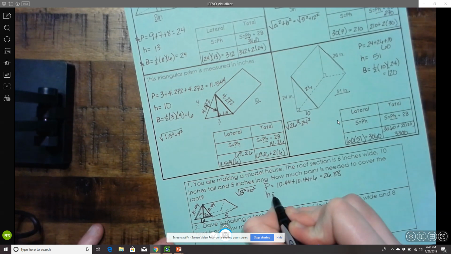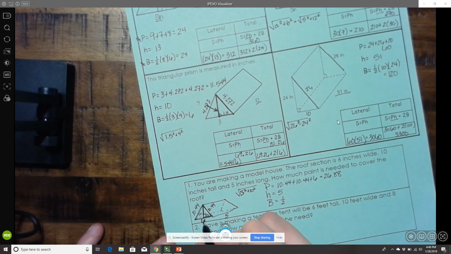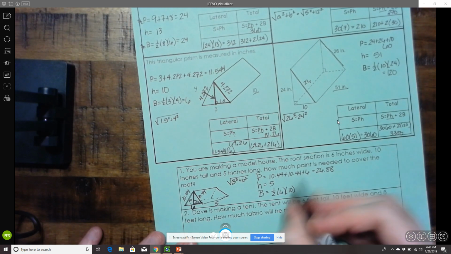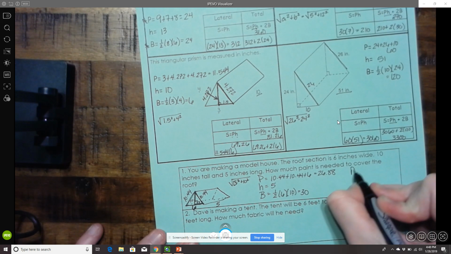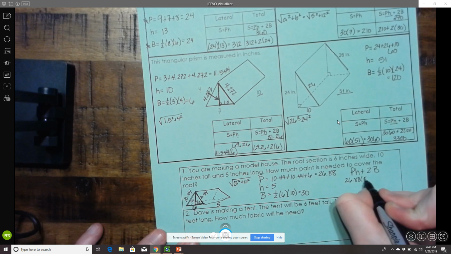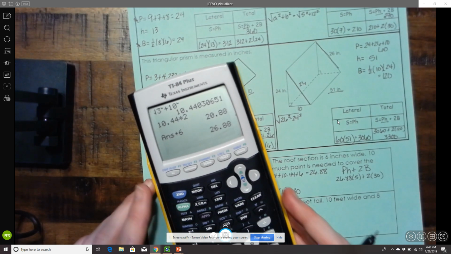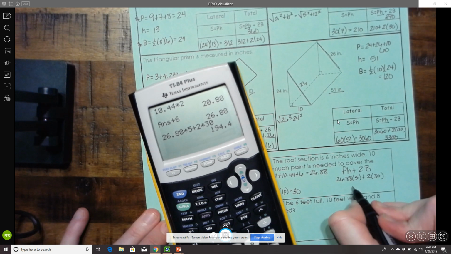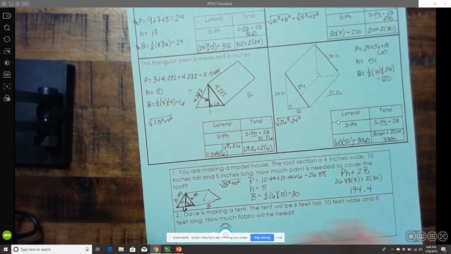And then the height would be 5. And the area of the base would be 1/2. This would be the base of the triangle, this 6. And then the 10 would be the height of the triangle. So 6 times 10 is 60. Divided by 2 is 30. So pH plus 2 big B. All right. So that would give me 194.4.